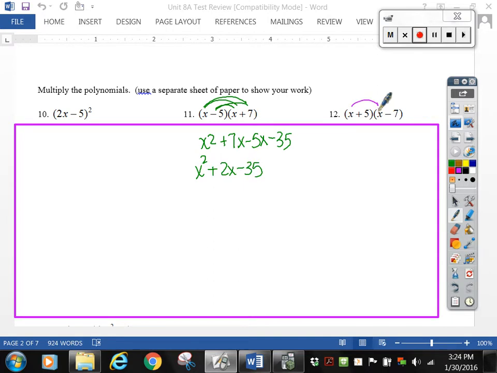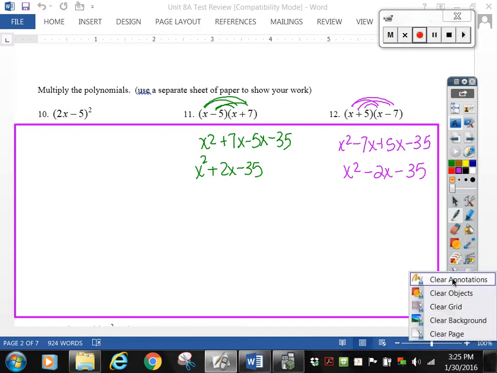This one I get x times x is x squared. x times minus 7 is minus 7x. 5 times x is plus 5x. And 5 times negative 7 is minus 35. So now I get x squared minus 2x minus 35. So you'll notice that those have the same numbers but different signs. So you do need to be careful and watch your signs when you're doing this.